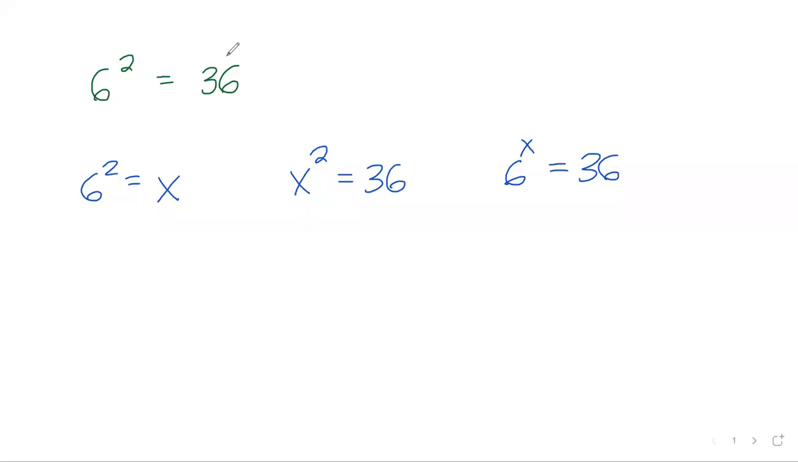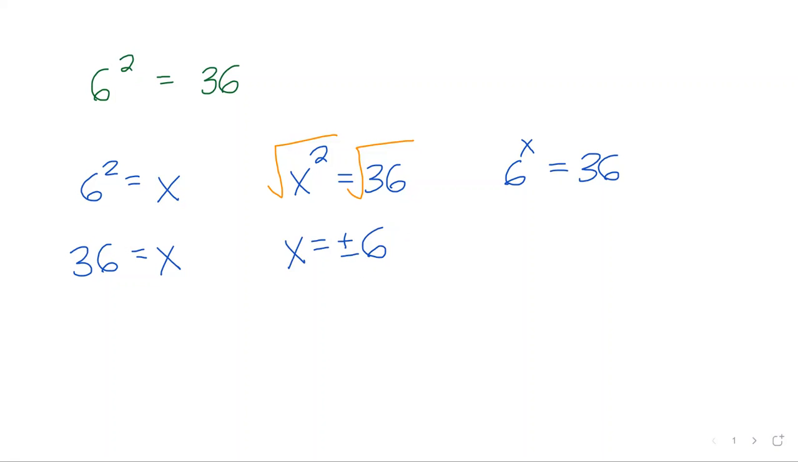I could make this the variable, and I'd have 6 squared equals x. And we know how to solve that. There's not really much to do. We just figure that 6 squared is 36, so x equals 36, and we're done. Another thing I could do is make this the variable, and write x squared equals 36 and have you solve that. There's a few ways you could do that. Probably the easiest would be to take the square root of both sides. We know that anytime we take the square root of both sides, we put plus and minus in the answer, and we know the square root of 36 is 6. So we have a way to solve that.